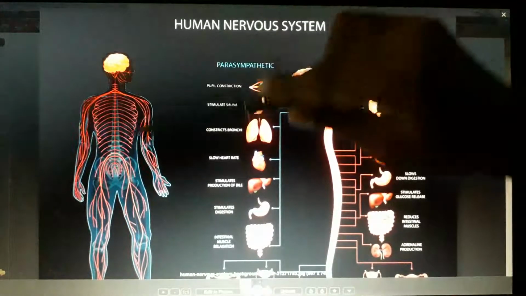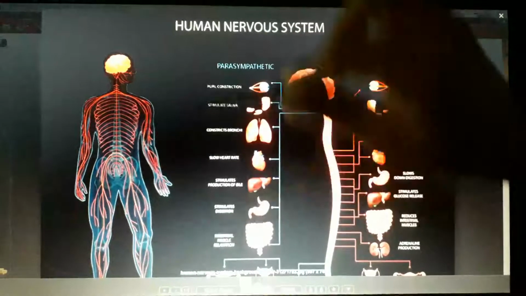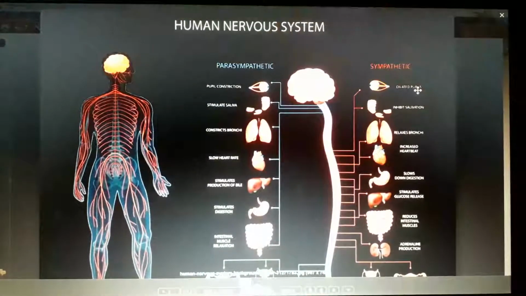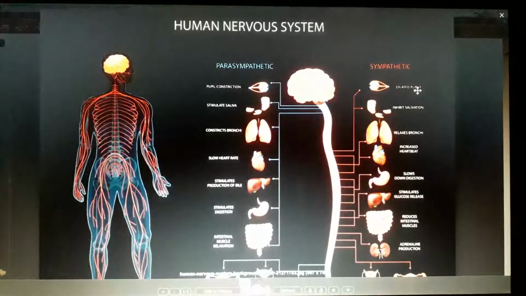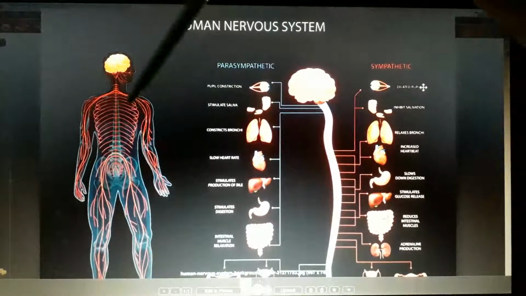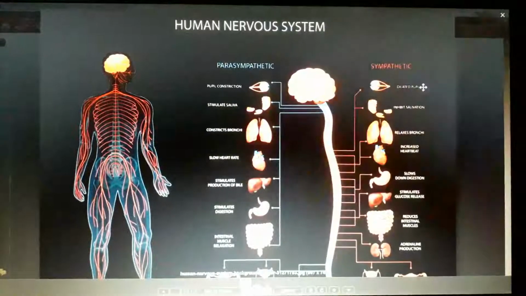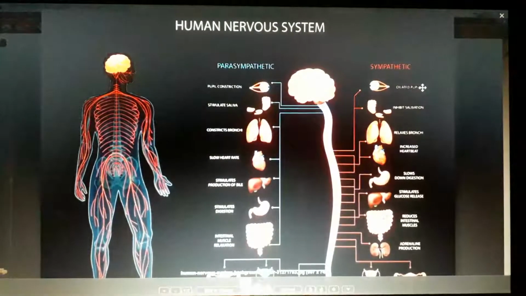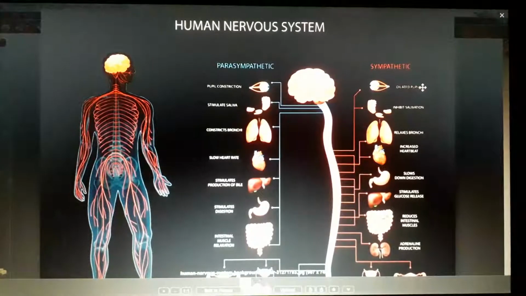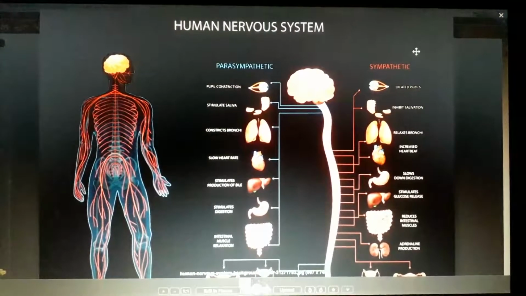This is the human nervous system: the brain, spinal cord, and nerves. The spinal cord and brain make up the central nervous system. Central nervous system means the main part. These nerves all over the body are the peripheral nervous system, the secondary nervous system.